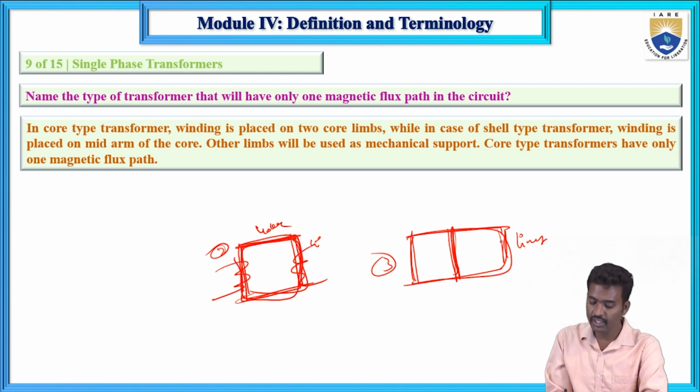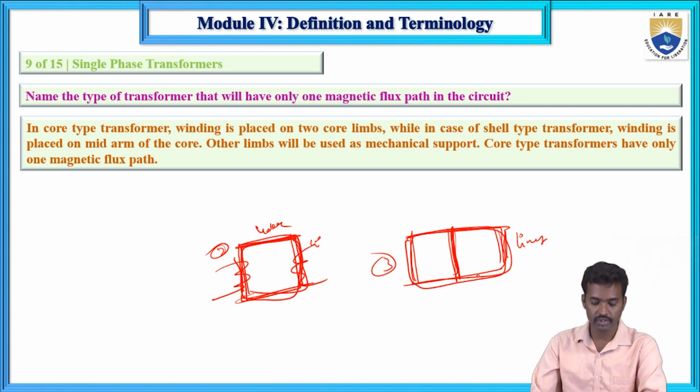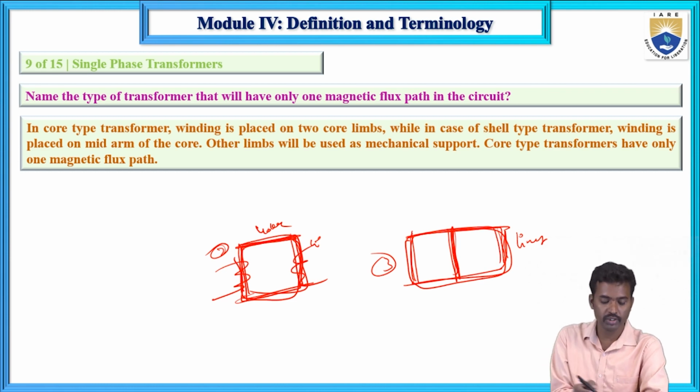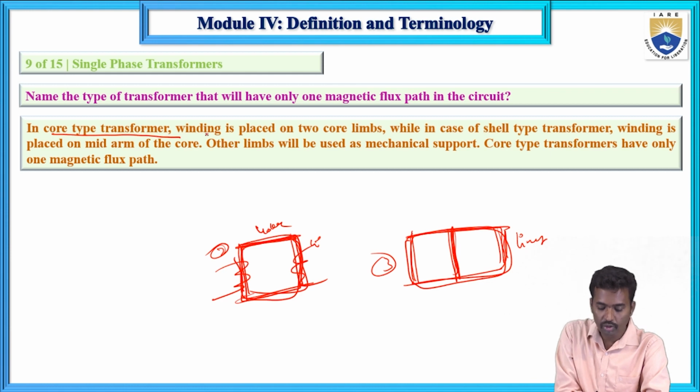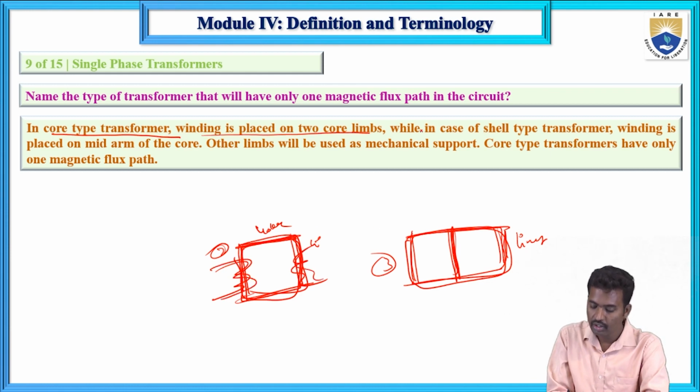But in case of shell type transformer, there are three magnetic flux paths. Here in core type transformer, the winding is placed on the core limbs, while in case of shell type transformer, the winding is placed in the mid arm of the core, and the other limbs are used as mechanical support.